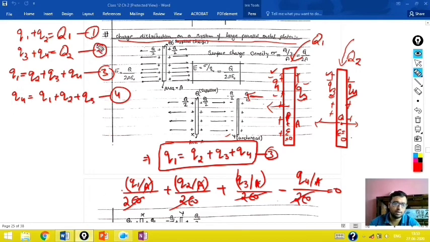Here you can see I have mentioned all 4 equations. Equation 3 is from here, where I have taken that Q1 equal to Q2 plus Q3 plus Q4, which I have mentioned over here. After solving this you can understand q1 plus q2 plus q3 are of the same sign and q4 is of negative sign, towards the right it will become positive, and equation 4 can be written in this way.